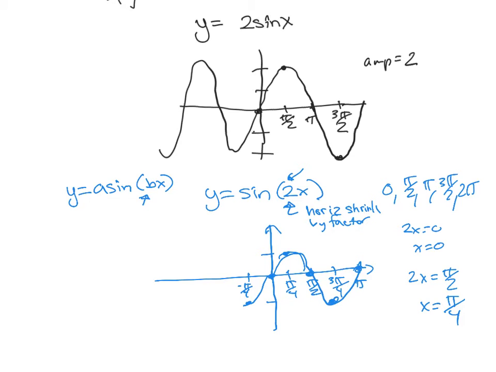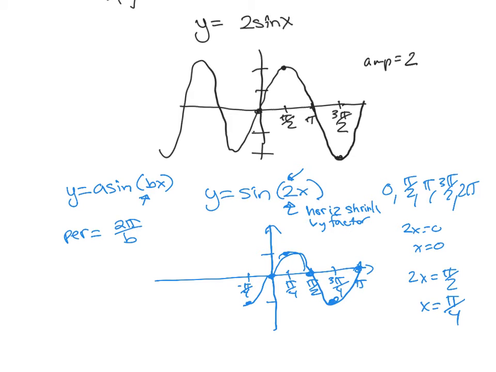So in order to find the period of sine, and the same is actually going to be true for cosine as well, the period is going to be equal to 2 pi over b, which makes sense because if the original period is 2 pi, and if b is a value greater than 1, then we're going to be horizontally shrinking it.